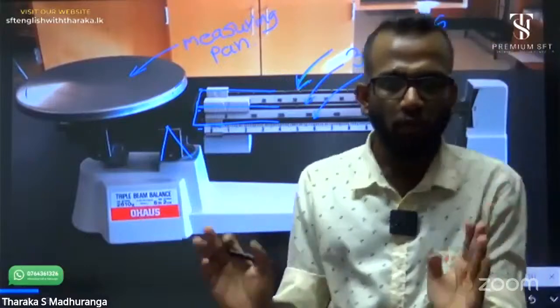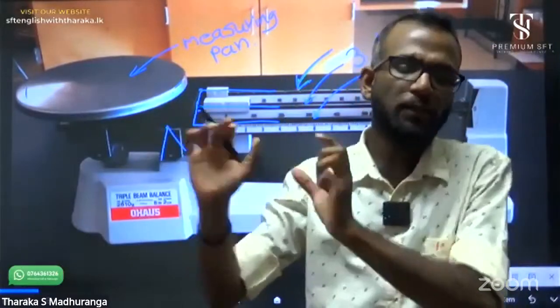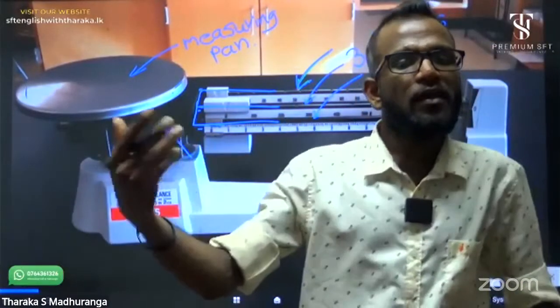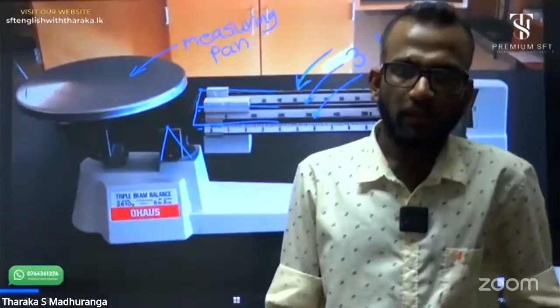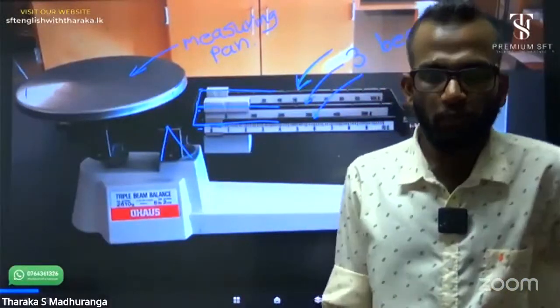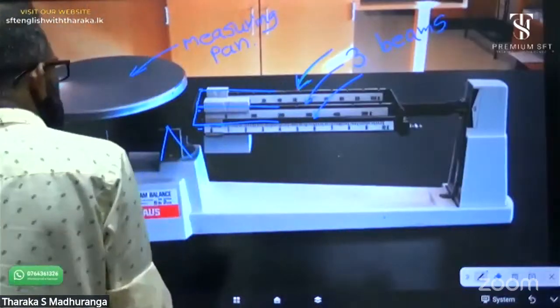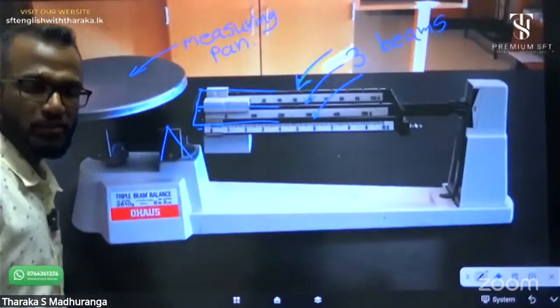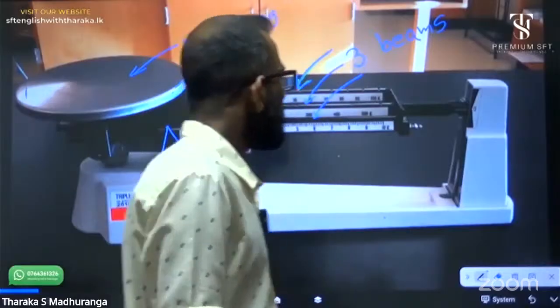That's why we say the triple beam balance is made by the lever principle. The principle of lever motion, right? Lever mechanism, not motion, lever mechanism.